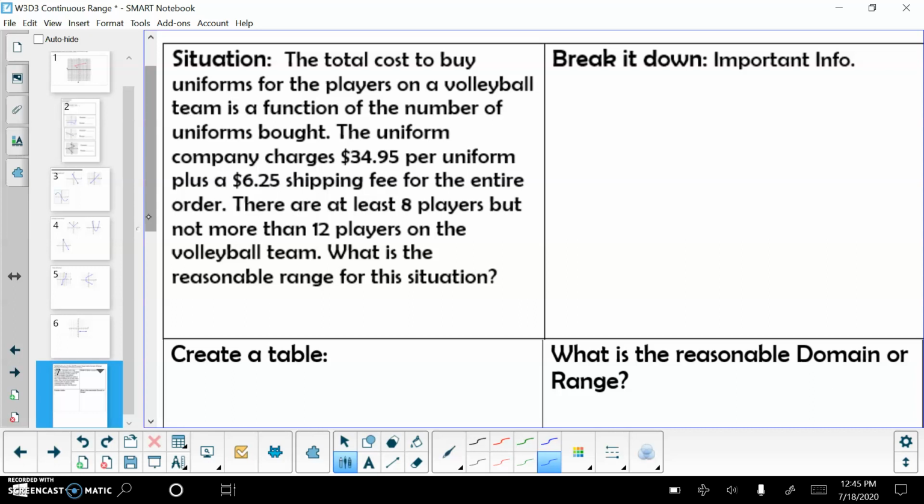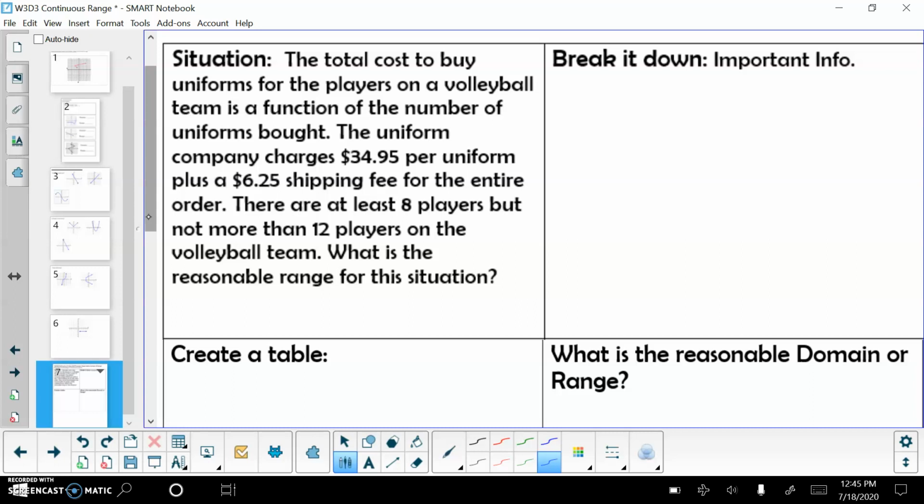So, starting off with the first read of the 3 reads, because you actually do read it 3 times. The point is to read the whole problem through the situation, try to get a general idea of what the problem is talking about, and to focus on the goal of what it's actually asking. So, I'm going to do the first read. The total cost to buy uniforms for the players on a volleyball team is a function of the number of uniforms bought. The uniform company charges $34.95 per uniform plus a $6.25 shipping fee for the entire order. There are at least 8 players, but not more than 12 players on the volleyball team. What is the reasonable range for this situation?